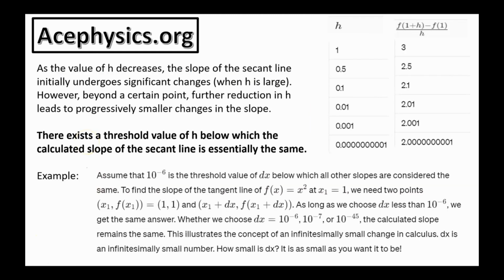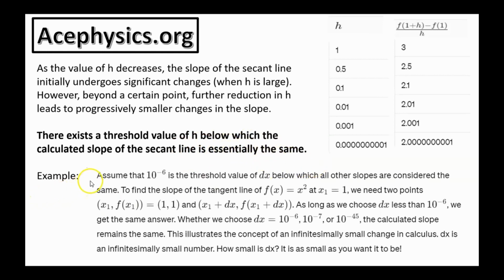As the value of h decreases, the slope of the secant line initially undergoes significant changes when h is large. So in this column, this is h, and when h goes, for example, from 1 to 0.5, the slope of the secant line changes a lot. It goes from 3 to 2.5. However, beyond a certain point, further reduction leads to progressively smaller changes in the slope. There exists a threshold value of h, below which the calculated slope of the secant line is essentially the same.